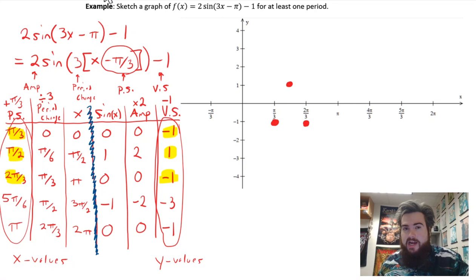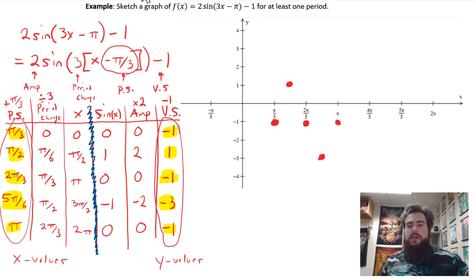Our new baseline is at y equals -1. Then we have 5 pi 6 and -3. 5 pi 6 is right between 2 pi thirds and pi. That puts us down hereabouts. And lastly, we have pi and -1. That puts us back here.